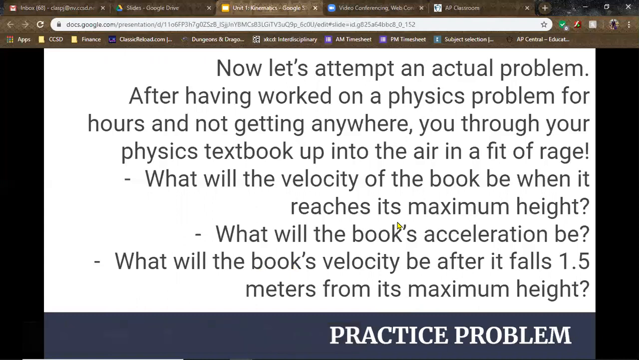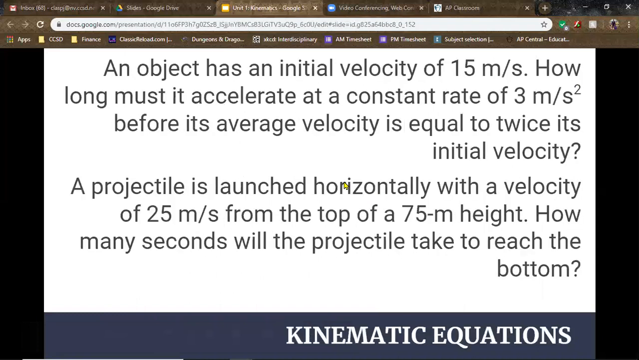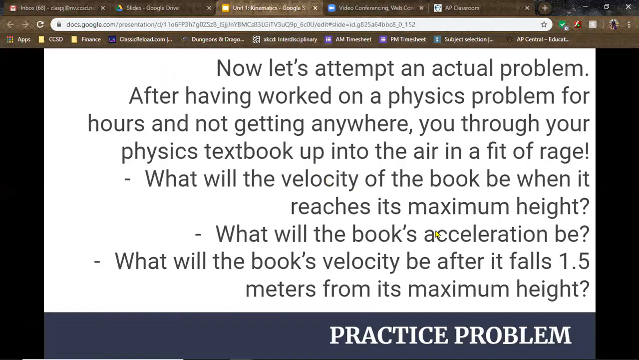Let's identify what we know. I know my initial velocity. I'm gonna start at the peak, all right? I'm gonna start at its maximum height because that simplifies things. At its maximum height, I know what the velocity is. The initial velocity is 0 meters per second if I start at the maximum height. It's gonna fall 1.5 meters, okay? So I have a change in position of ultimately negative 1.5 meters because it's going down.